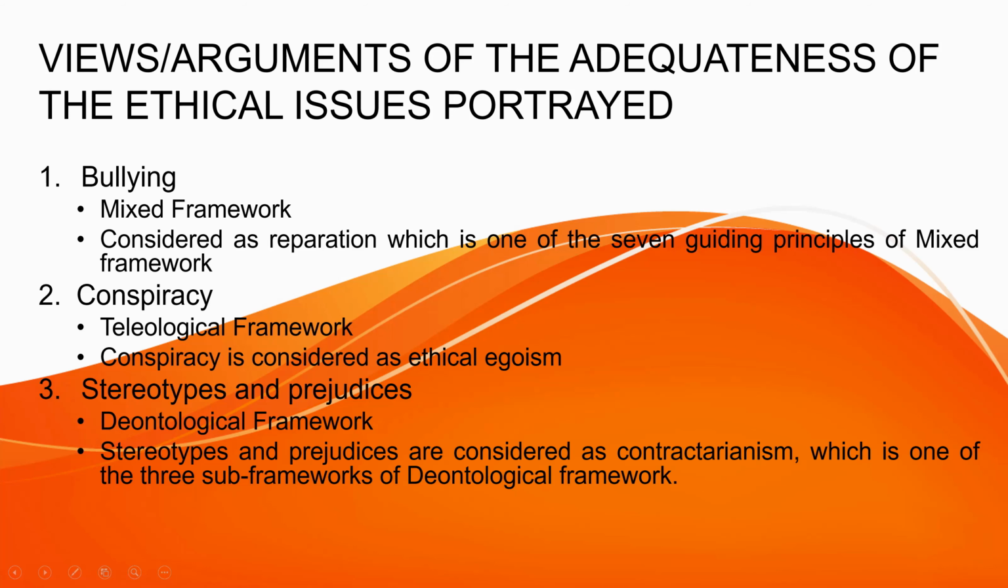The third issue is stereotypes and prejudice. Stereotypes and prejudice is part of the deontological framework, which focuses on the duty or obligation in determining whether the actions are right or wrong, as opposed to the teleological framework that focuses on whether the results are favorable or not. Stereotypes and prejudice are considered as contractarianism, which is one of the three sub-frameworks. Contractarianism is based on the belief that individuals agree to social contracts to be members within the society, and holds the view that membership in society comes with duties and responsibilities.